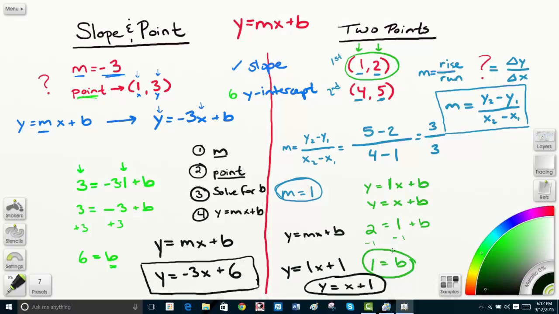I also want you to compare the slope and point example to the 2 points examples. They're very, very similar. The slope and point is a little bit easier because there's one step you don't have to do, and that is you don't have to find the slope, you already know it. In the 2 points example, everything is the same except that you have to find the slope by yourself using the formula for slope, which is y2 minus y1 over x2 minus x1.